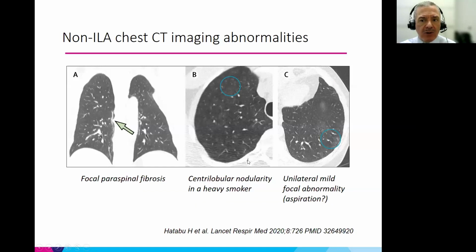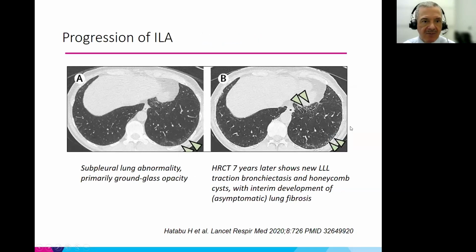On the other hand, there are a number of abnormalities that do not constitute ILAs. For example, next to osteophytes of the spine, you can find these fibrotic bands. Those are really not ILAs. And when they are unilateral, you tend not to consider them, because these diseases are usually diffuse and bilateral. So these, for example, could have been a case of aspiration, like this example provided here, or sometimes smokers have these centrilobular nodules that relate to respiratory bronchiolitis.